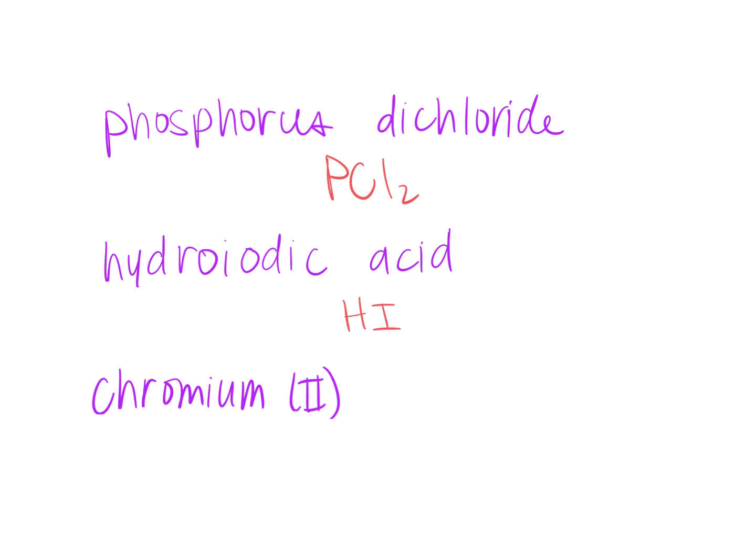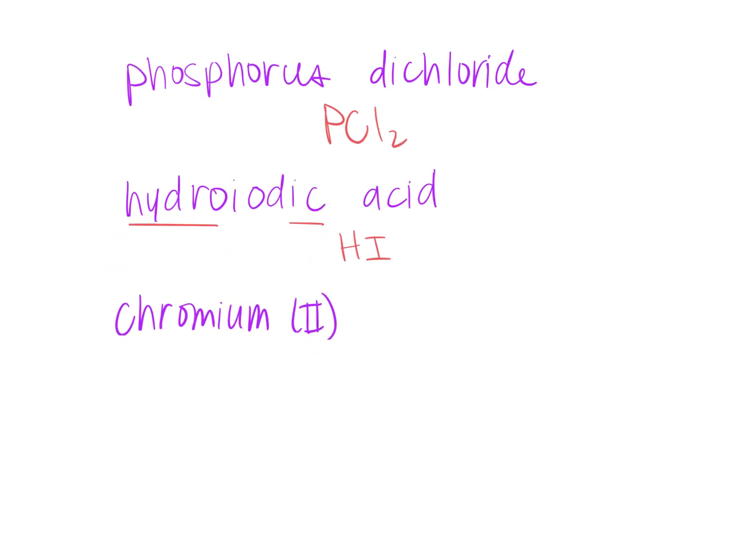That's it. When we see hydro-ic, listen. When we see hydro-ic, that means we're dealing with just hydrogen plus one other element. That's called a binary acid. And so when we see that hydro-ic, it's hydrogen plus the ion by itself. No oxygen involved. Okay? So it's just HI. What about our last one, chromium phosphate?